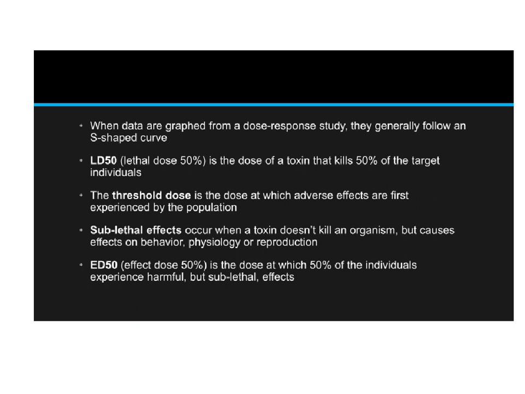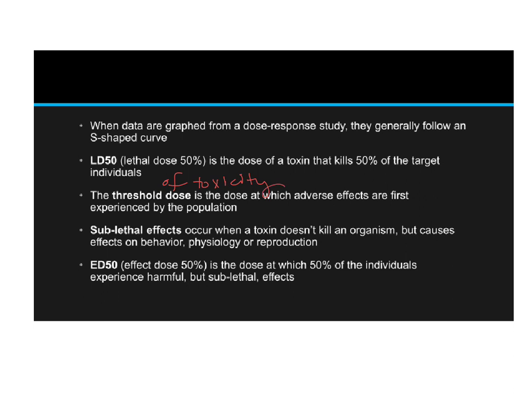When the data from dose response studies are graphed, they generally follow an S-shaped curve, which is what you just saw in the previous slide. LD50 is lethal dose 50%. It's the dose of a toxin that kills 50% of the target individuals. The threshold dose is the dose at which adverse effects are first experienced by the population. So that's what they call threshold or threshold of toxicity. I've heard it called both things.